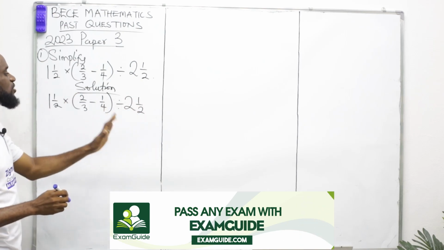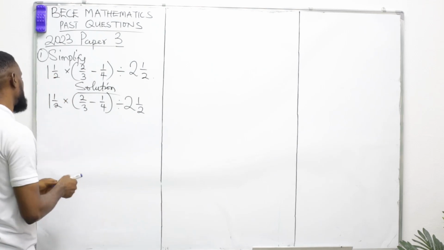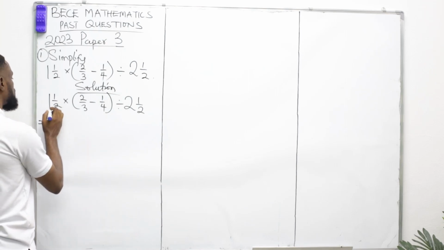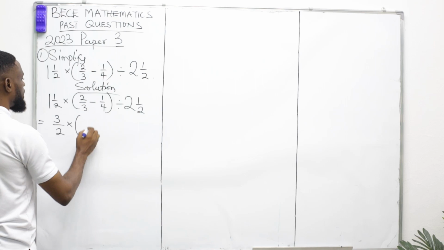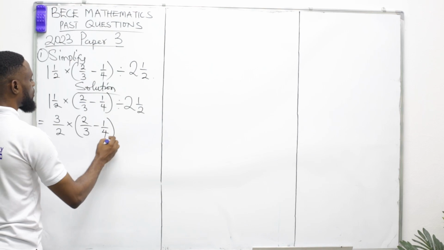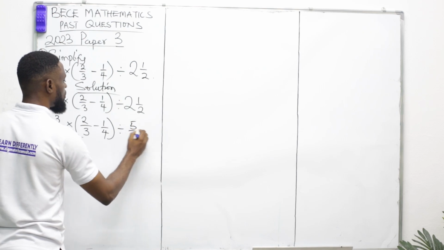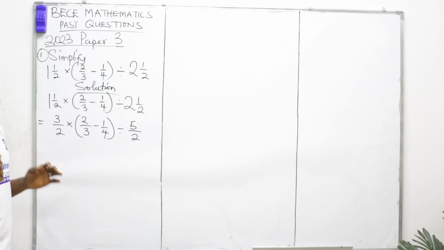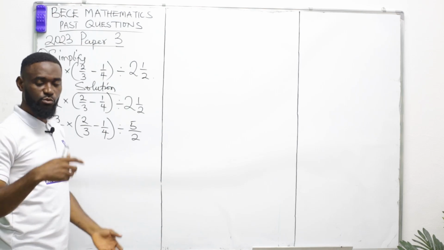So the first thing you need to do is convert every mixed number to what? Improper fraction, right? So this times this is 2 plus 1, 3/2 times, then 2/3 minus 1/4 divided by 2 times this is 4 plus 1 is 5, 5/2, right? So this is your first step that you have taken now. Do you know that in this step that you have just done, you get a mark for it.